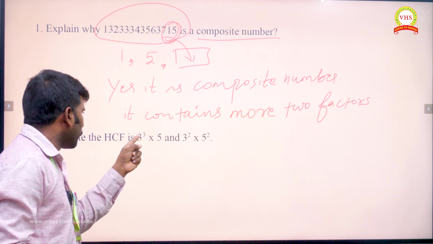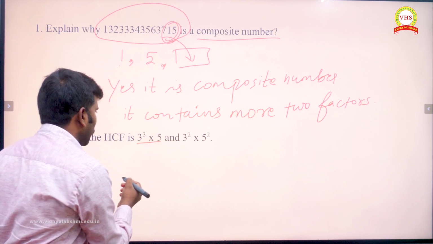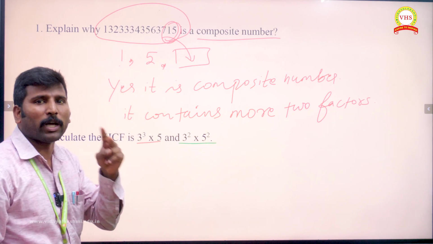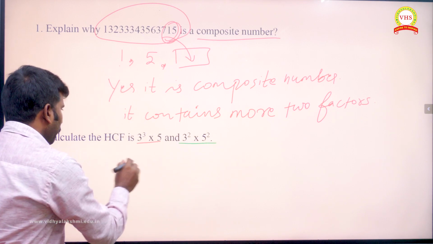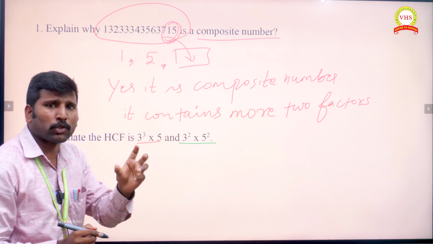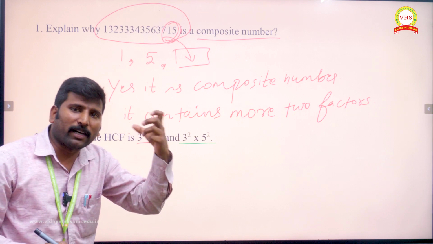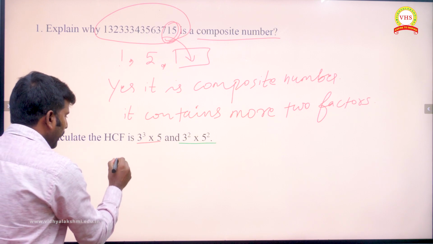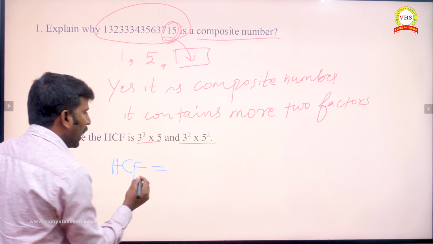Calculate the HCF of the 2 numbers given: 3 power 3 into 5 and 3 power 2 into 5 power 2. Two numbers are given. Let's see one by one. First, what is the definition of HCF? The product of the common powered numbers. See, HCF is equal to the common power.